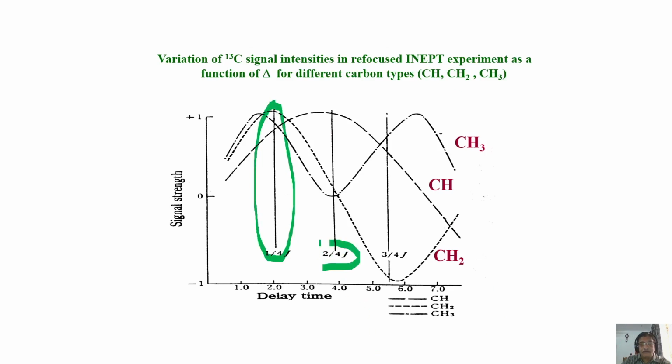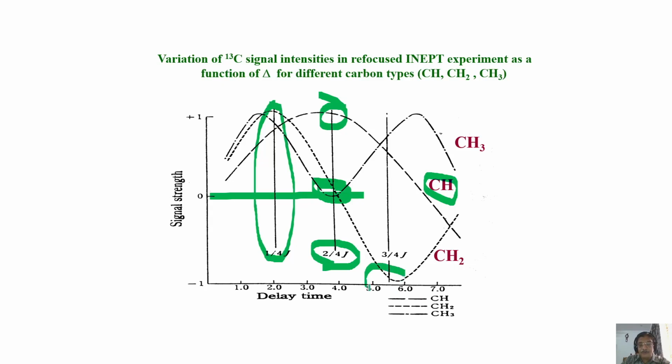Exactly at 1/2J, see, CH2 and CH3 both are negative, 0. Both are 0, it is here. Whereas CH is positive. Positive signal, maximum positive.